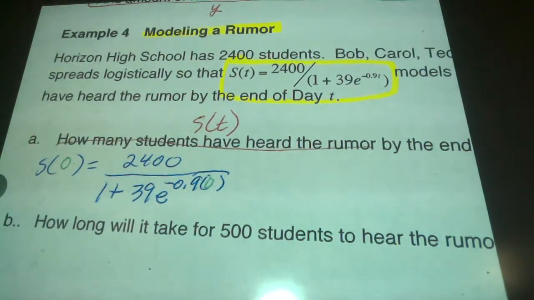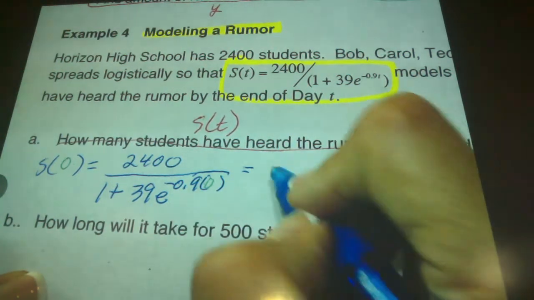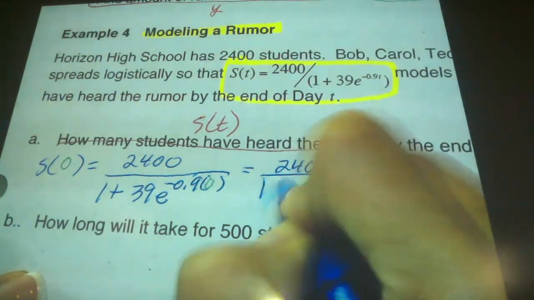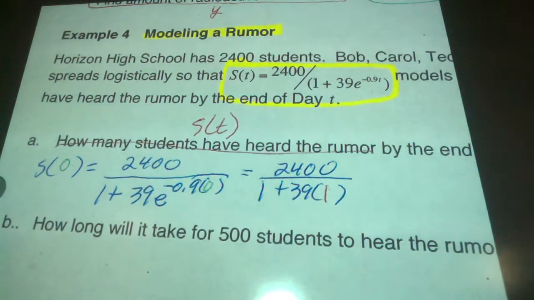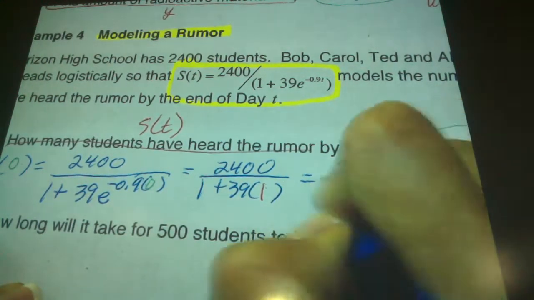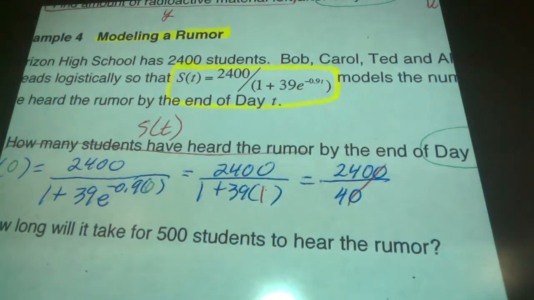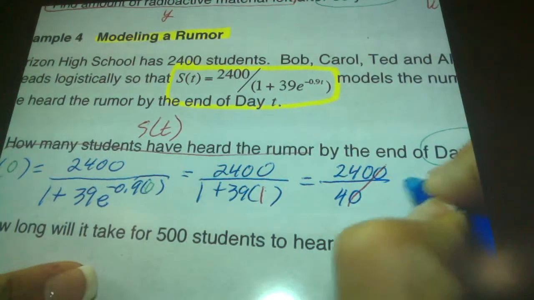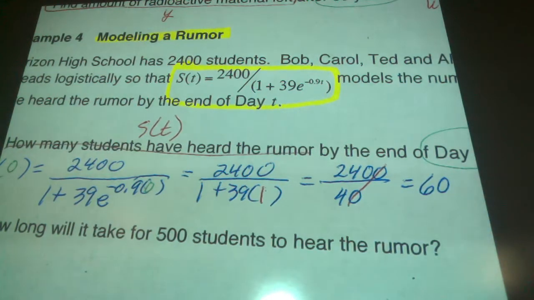What's negative 0.9 times 0? 0. What's e to the 0? 1. So I have 2,400 over 1 plus 39 times, and I got a 1 when I took e to the 0. Then what's 39 times 1? 39 plus 1, 40. So I've got 2,400 divided by 40. Don't the zeros at the end cancel? And so how many times is 240 divisible by 4? 60. So what does that 60 represent? Students.